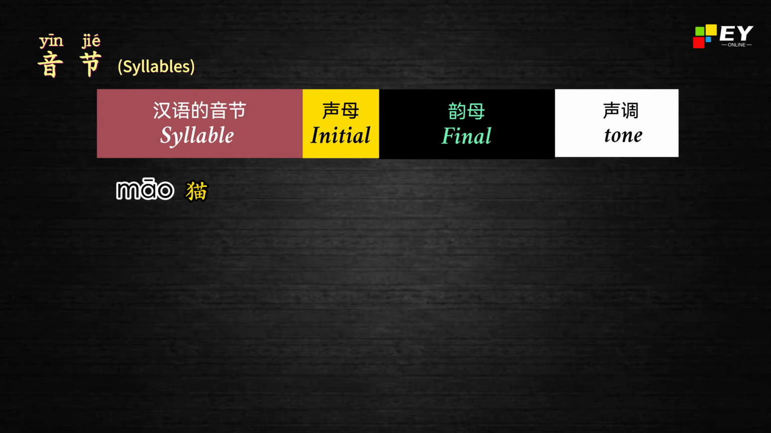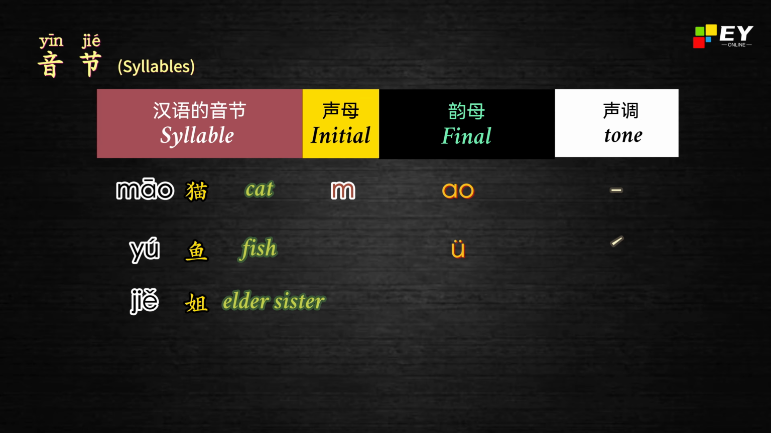猫. Cat. 鱼. Fish. 姐. Elder sister. 二. Two.